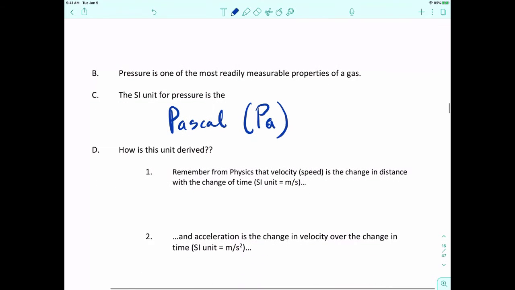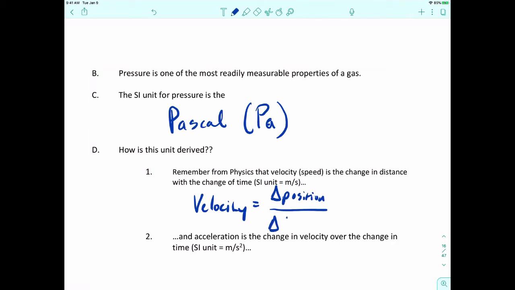Okay, so to derive this, we've got to go back to physics a little bit. Remember that when we calculate velocity, this was the change in position over the change in time. To measure the change in position, this is meters. The change in time is measured in seconds. So the units would be meters per second.